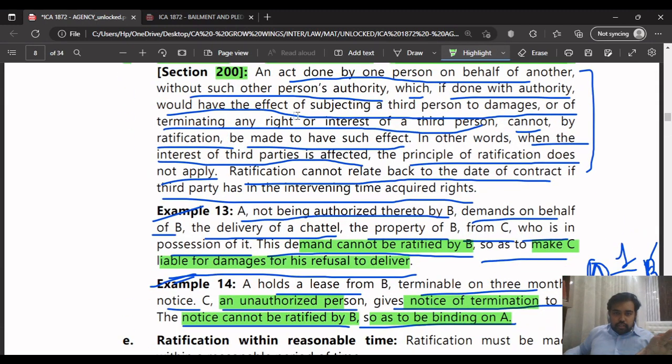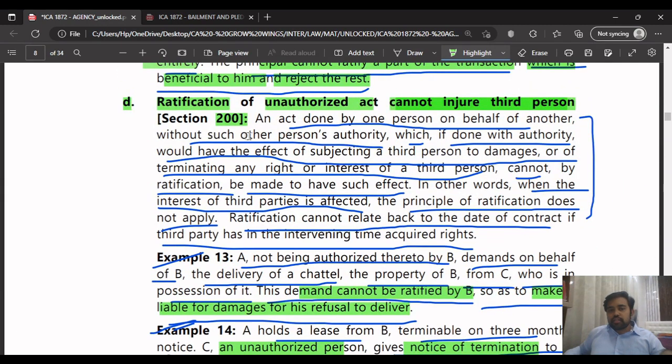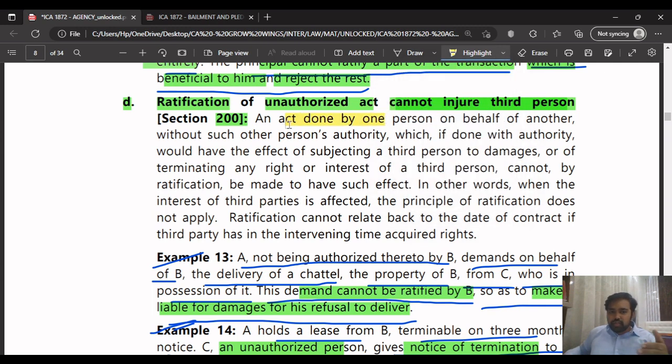I think you would have understood from these two examples what they're trying to tell in this. What they're telling you is that a right act cannot injure a third person. An act done by one person, this you can write on your own, like it's similar to so many places it came. An act done by one person on behalf of another without the authority of such other person, which if done with authority would have the effect of subjecting a third person to damages or of terminating any right or interest of a third person.